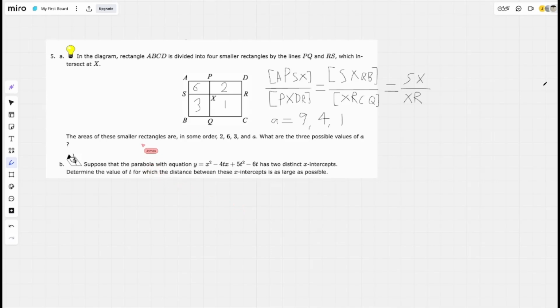Let's move on to question 5b then. You have a parabola with equation x squared minus 4tx plus 5t squared minus 6t equals y, of course. And this has 2 distinct x-intercepts. Find the value of t for which the distance between these 2 x-intercepts is as large as possible.